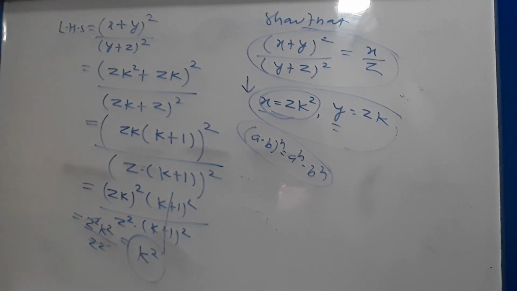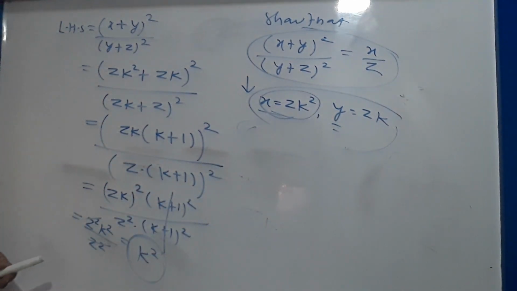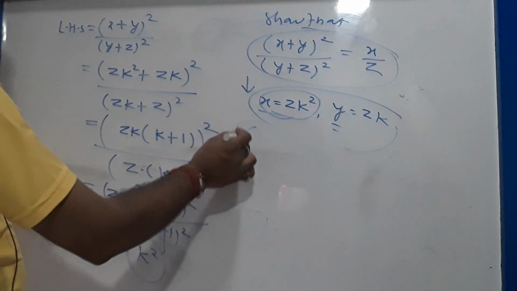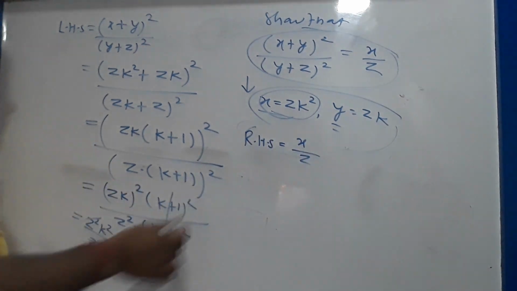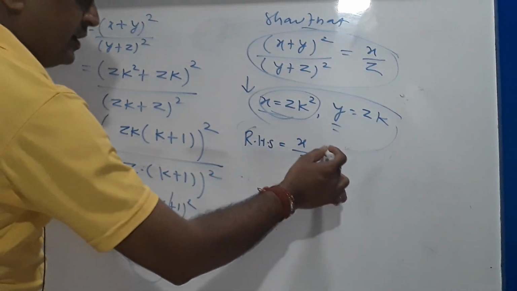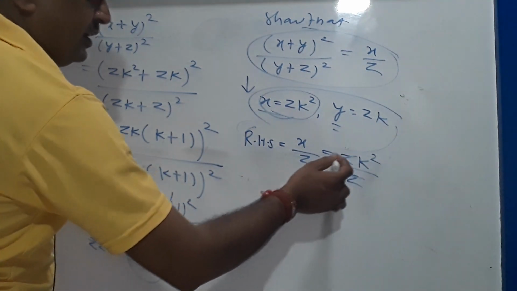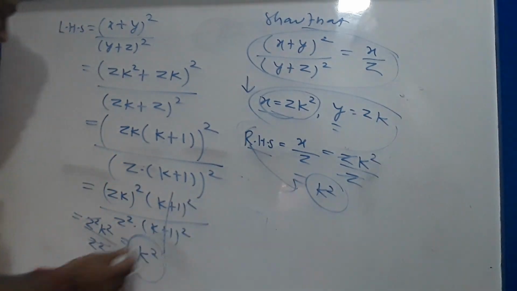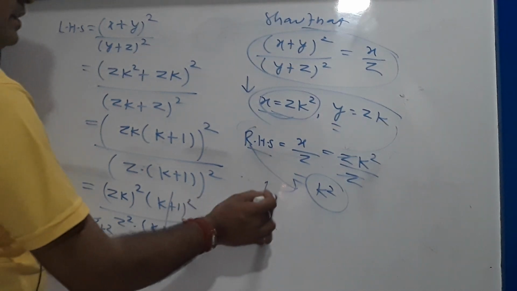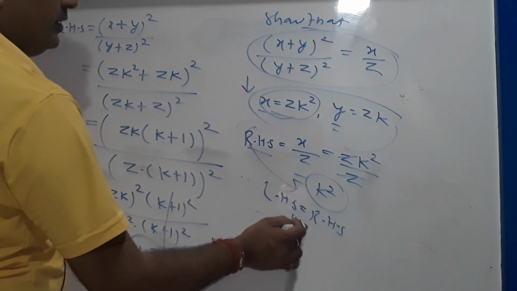What is my left hand side value? k square. Now let us evaluate the right hand side value. RHS. What is RHS? x upon z. But what is the value of x? zk square upon z. z gets cancelled. k square. Right hand side is k square. Left hand side is k square, and therefore left hand side is equal to right hand side. Hence proved by k method.